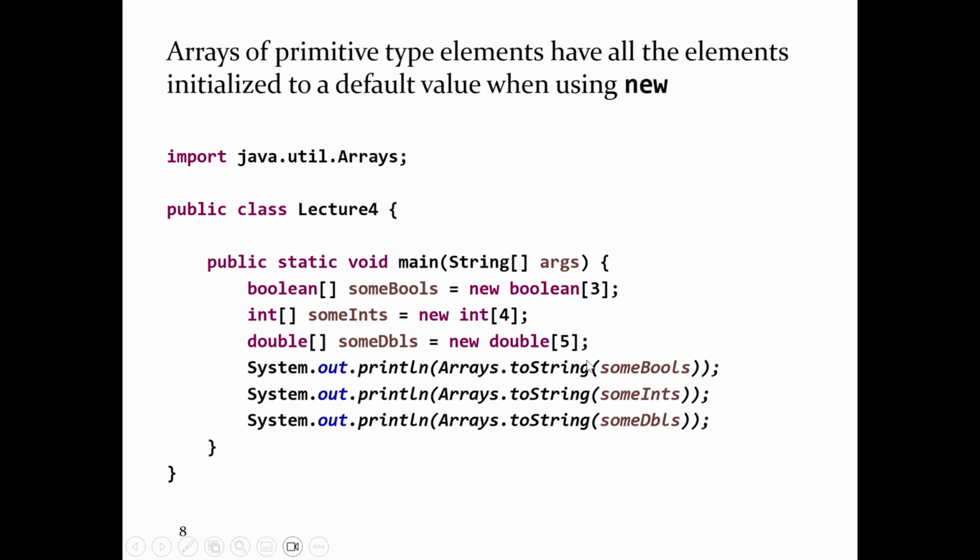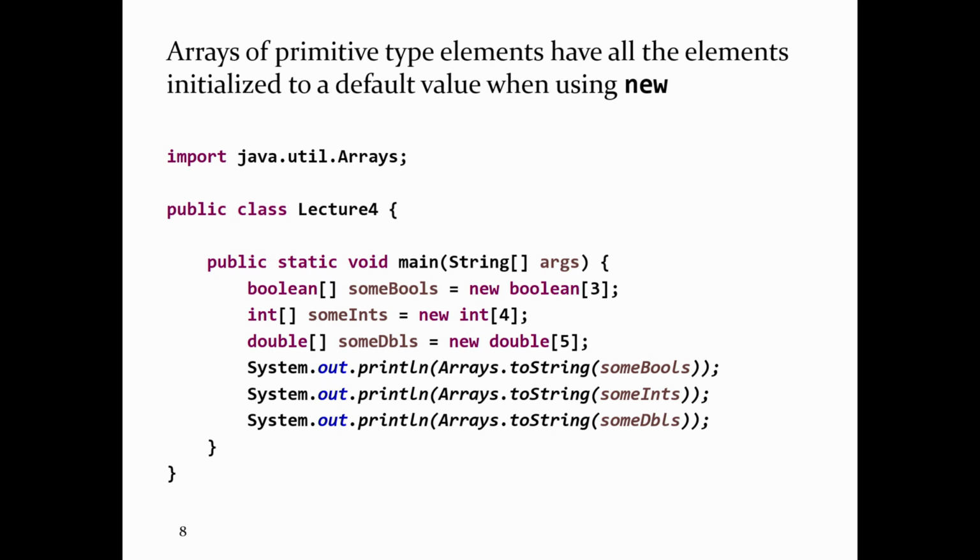Okay, so for arrays of primitive types, all of the elements get initialized when you use new. In other words, when you make a new array of primitive type, all the values get set to something. So here is an array of Boolean. New Boolean 3 makes an array of 3 Boolean values. All the values are set to false in Java. You don't have to remember that for the purposes of this course, but they do get a value. So you end up with an array of 3 false values. New int 4 makes an array of 4 ints. They get the value 0. New double 5 makes an array of 5 double values. They all get set to 0.